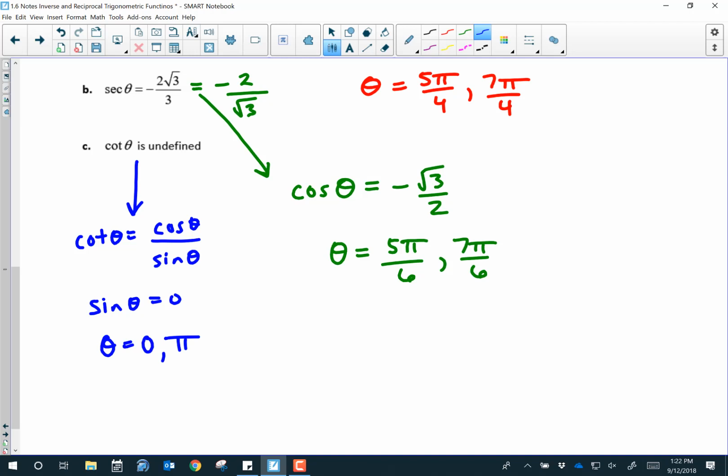So on the x-axis, what slope is that? What slope is the x-axis? 0. So the tangent at those values will be 0, but cotangent is the reciprocal of that. So cotangent will be undefined there. What would cotangent be on the y-axis? 0. Correct. Okay. All right.